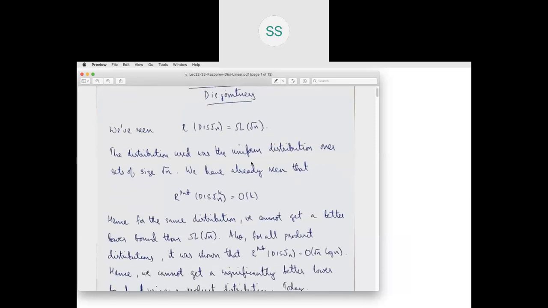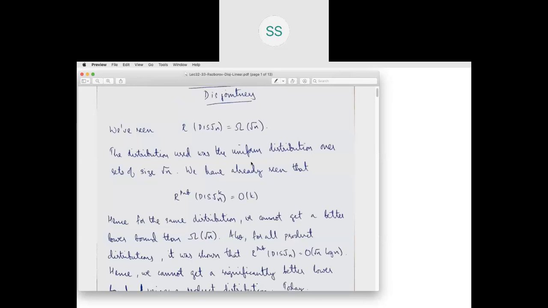And for this, we actually relied on distributional complexity, right? We showed one distribution such that any protocol that makes an error of some constant has to use at least square root n complexity, asymptotically square root n many bits.